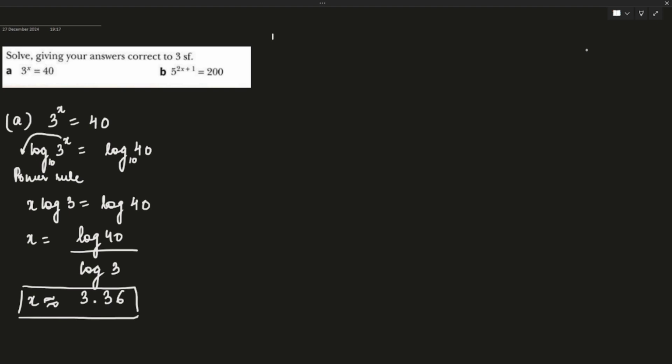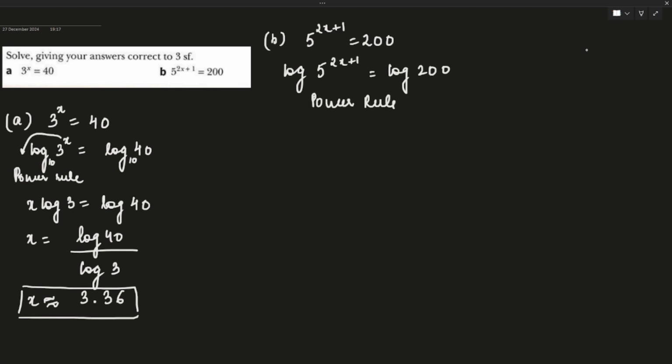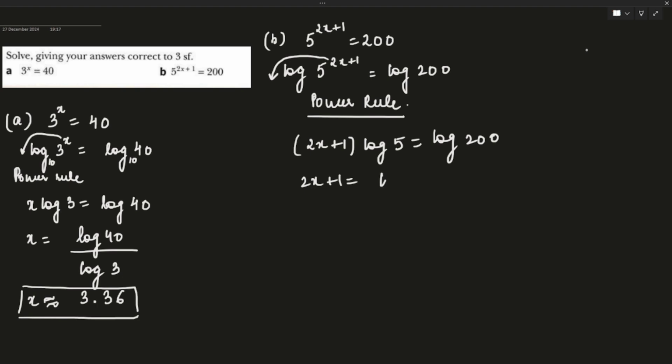Now let's do the other question. The other question is 5 to the power of 2x plus 1 is equal to 200. So we'll take log both sides. So log of 5 to the power of 2x plus 1 is equal to log of 200. Now we'll apply the power rule over here too. So this 2x plus 1 will come to the left of log in multiplication. So (2x plus 1) into log of 5 is equal to log of 200. Now 2x plus 1 is equal to log of 200 upon log of 5.